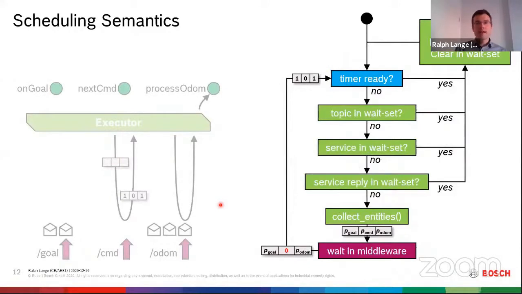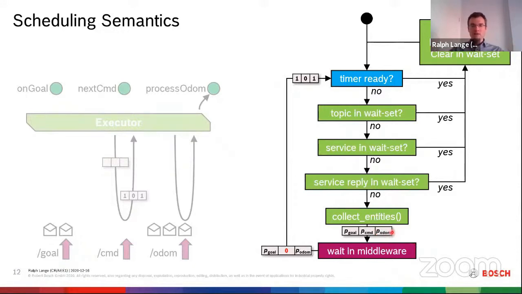Now let's look a bit deeper at how this wait and take works. On the right-hand side, I sketched the workflow. So we start here in the beginning with nothing, then comes a function that is called collect entities. And collect entities goes through the whole structure of your node and searches for all timers, subscriptions, service, client calls, etc., and creates a vector of these middleware subscriptions. So with pointers to the subscription for, in our case, the goal, the command, and the odometry topic.